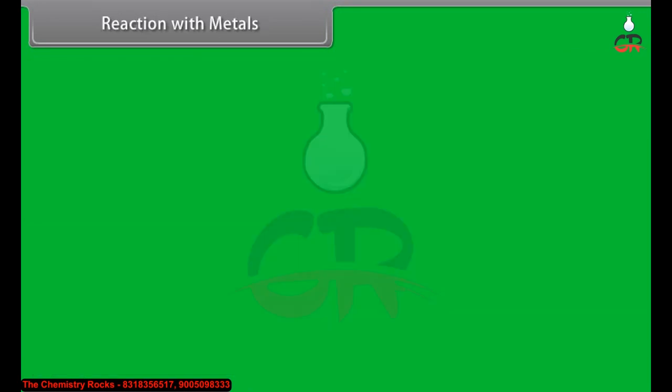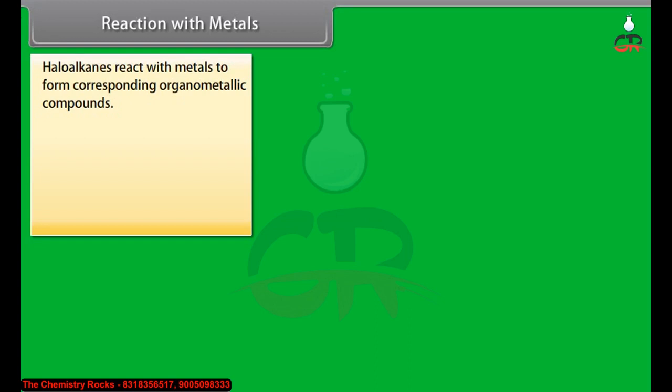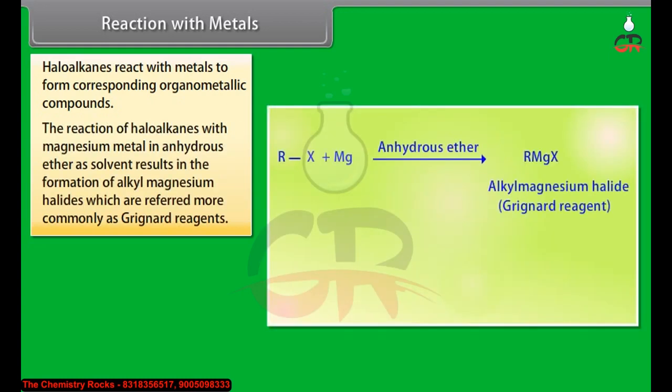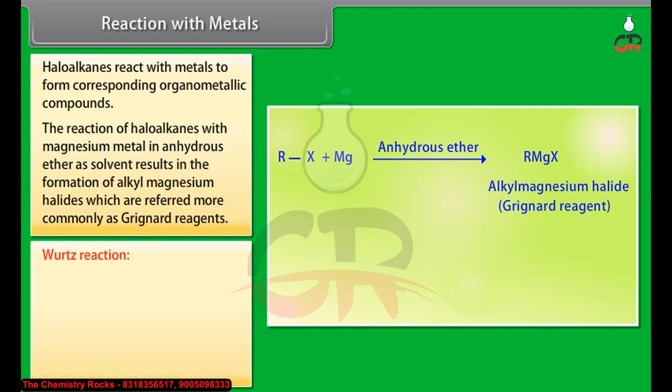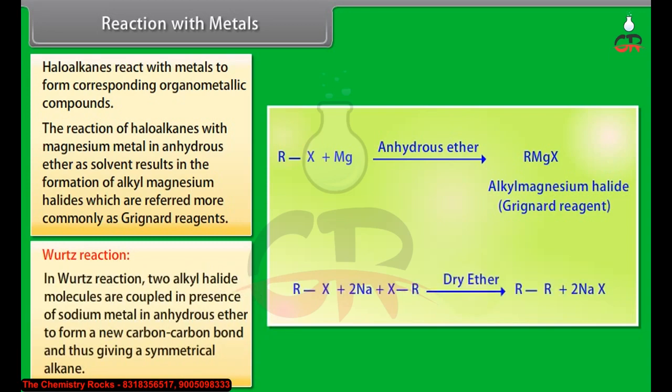Reaction with metals. Haloalkanes react with metals to form corresponding organometallic compounds. The reaction of haloalkanes with magnesium metal in anhydrous ether as solvent results in the formation of alkyl magnesium halides, which are referred to more commonly as Grignard reagents. Wurtz reaction. In the Wurtz reaction, two alkyl halide molecules are coupled in the presence of sodium metal in anhydrous ether to form a new carbon-carbon bond, thus giving a symmetrical alkane.